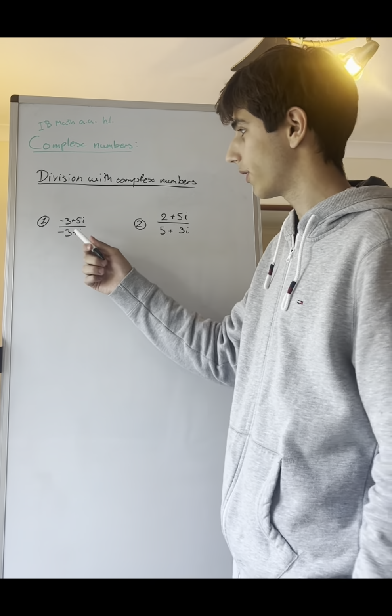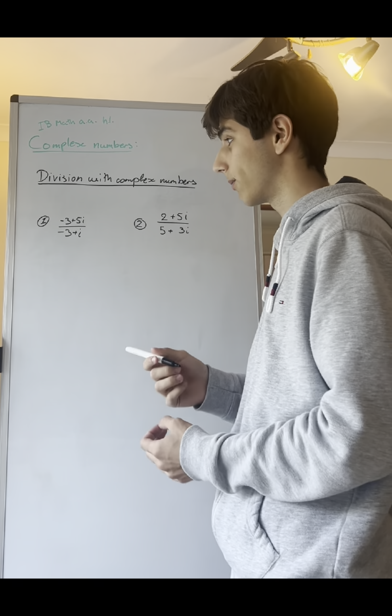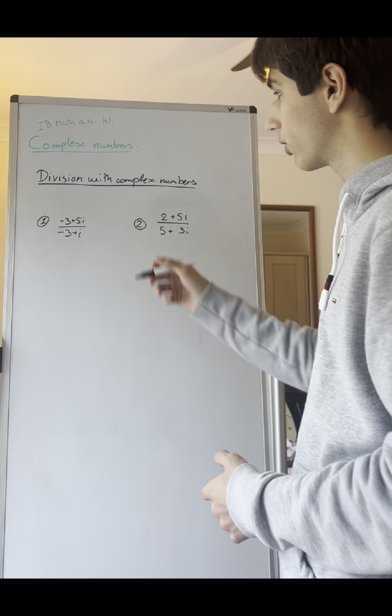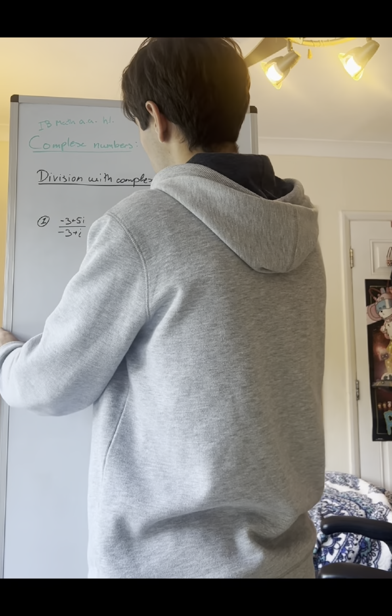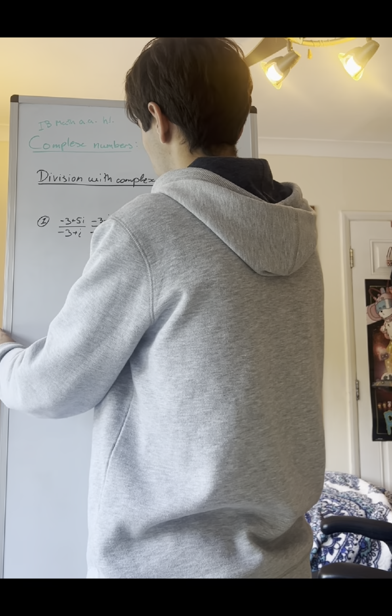So first we have negative 3 plus 5i divided by negative 3 plus i. So we want to multiply the top and the bottom by negative 3 minus i. So negative 3 minus i, negative 3 minus i.